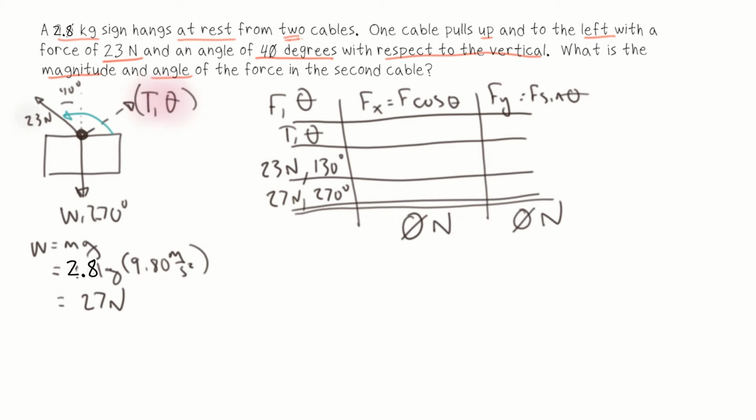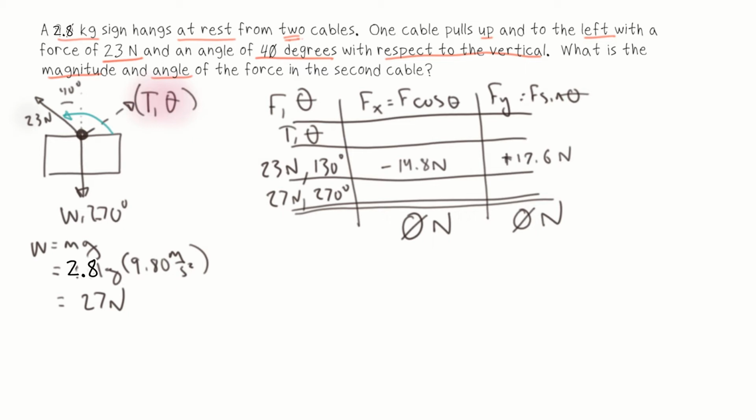So when we go to fill out this table, let's leave the top row blank for a second. The other ones we can fill out kind of quick. This is 23 newtons times the cosine of 130. So when we do that out, we're going to get negative 14.8 newtons. And the 23 newtons times the sine of 130 is going to equal positive 17.6 newtons.